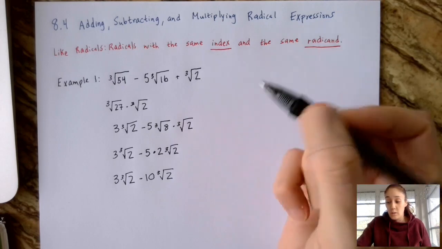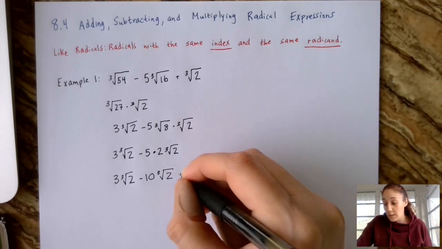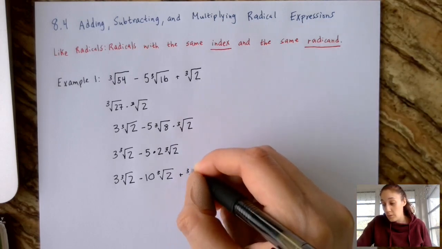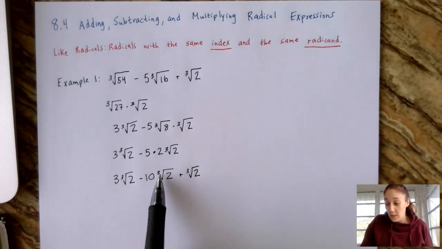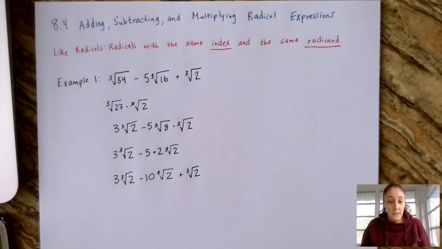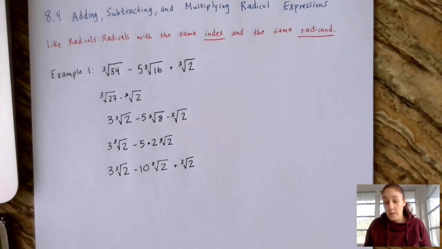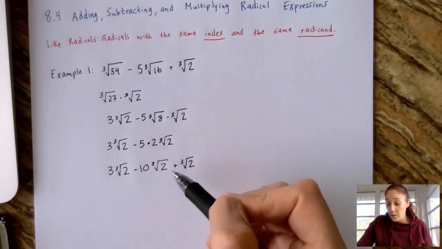We can't do the cube root of 2, so I'm just going to bring it down plus cube root of 2. Now that everything still has the same index, but now also has the same radicand, what I can do is combine these. Alright, now they are considered like terms. And so what I'm going to do is add just the coefficients.